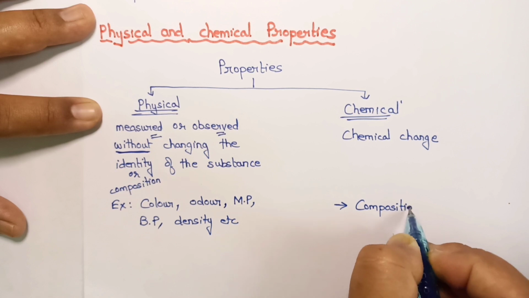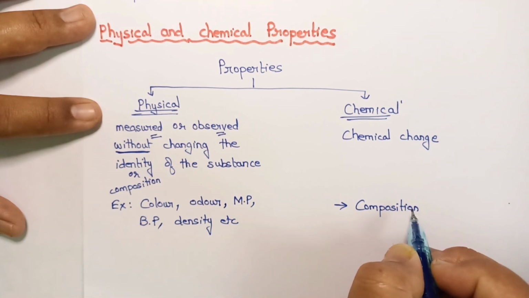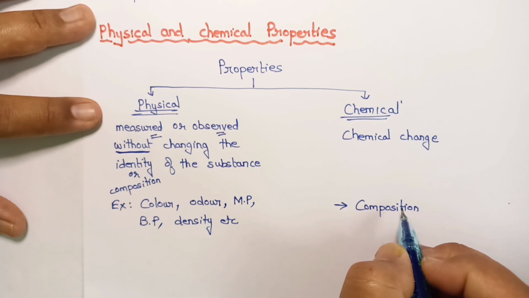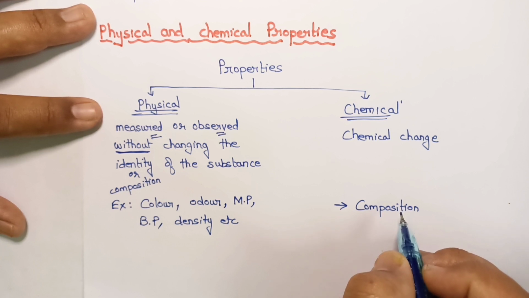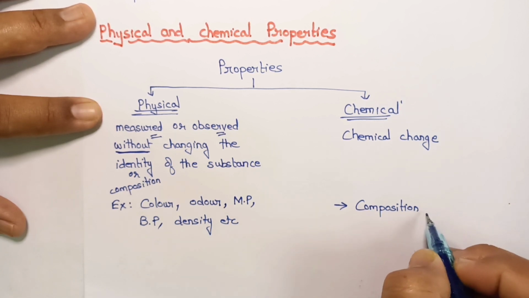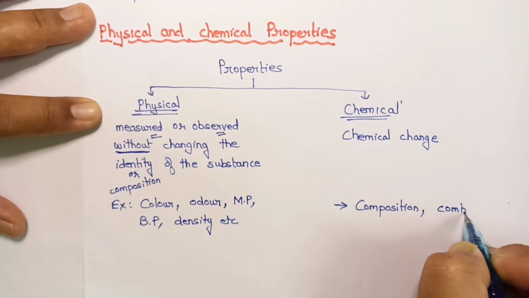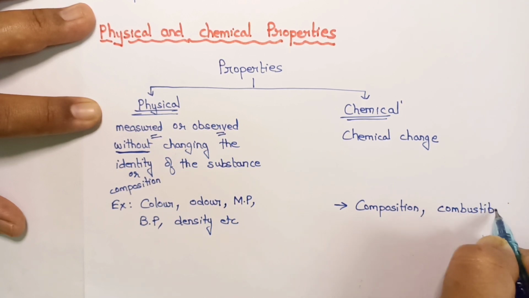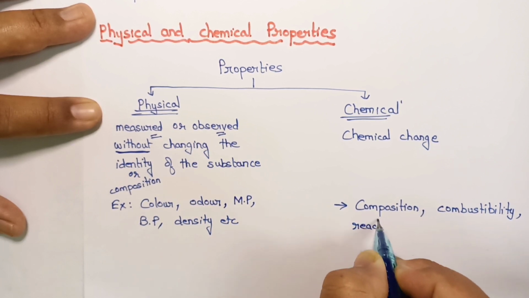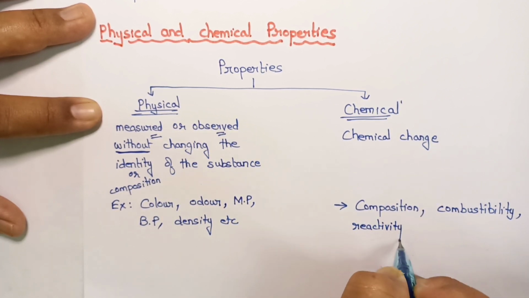Examples of chemical properties: composition. That means if you have to tell the composition of any particular substance, first you have to carry out a chemical reaction for that substance. You have to bring a chemical change in that substance. Then only you will be able to tell the chemical properties of that particular substance. So examples of chemical properties are composition, combustibility, reactivity with acids and bases, etc.